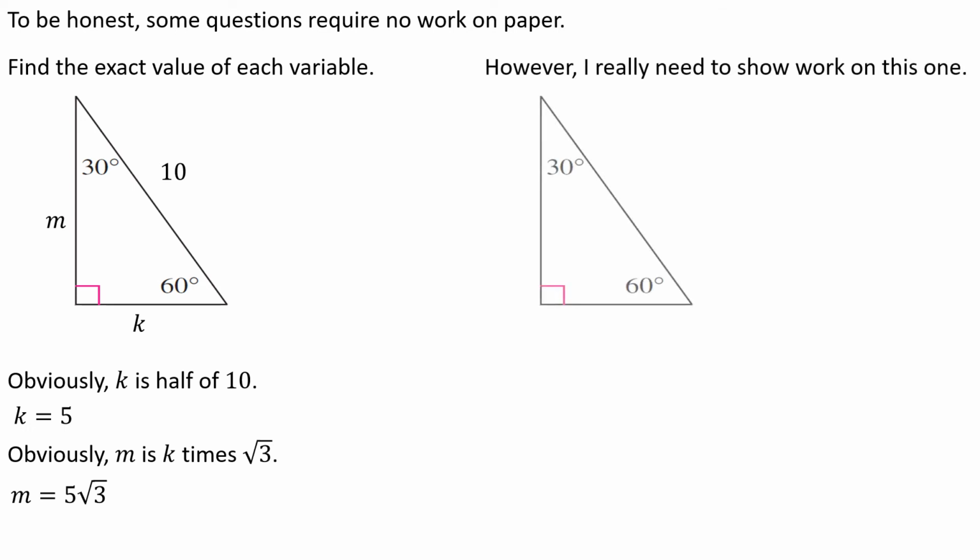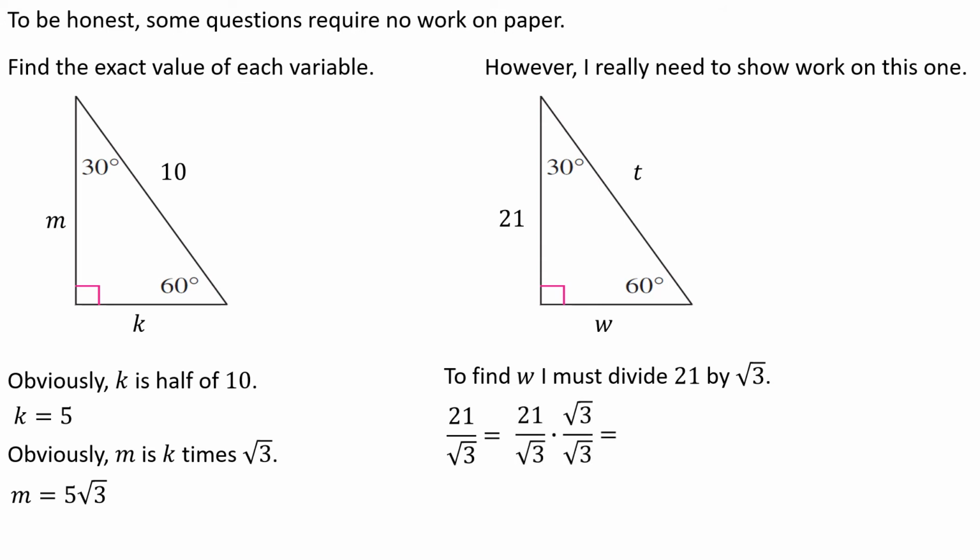Sometimes, however, I've got to have work shown, right? If I want to find w and I want to find the value of t, I'm not going to just do this in my head automatically. I know if I want to go from that 21 to w, instead of multiplying by root 3, because of the direction I'm going, I've got to divide by root 3. And so again, I'm like, okay, how do I simplify this? I multiply by the number 1, but I disguise the number 1 as root 3 over root 3.